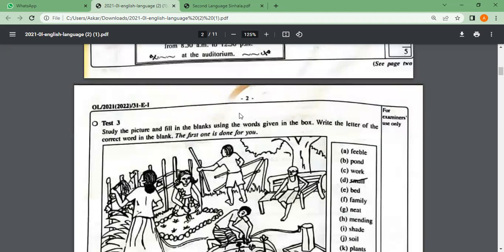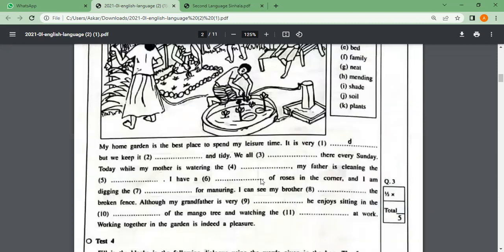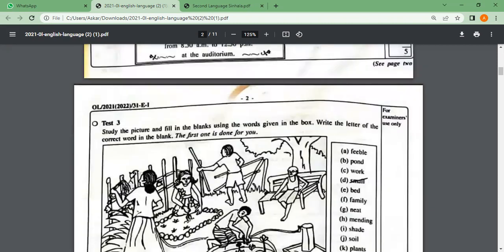Test 3. Study the picture and fill in the blanks using the words given in the box. Write the letter of the correct word in the blank. The first one is done for you. First of all, study the picture. There is a grandfather taking rest on the chair or the bench, and a man or a boy is repairing the fence.